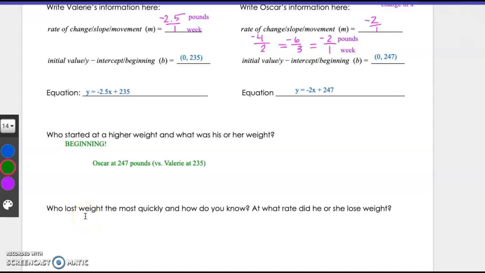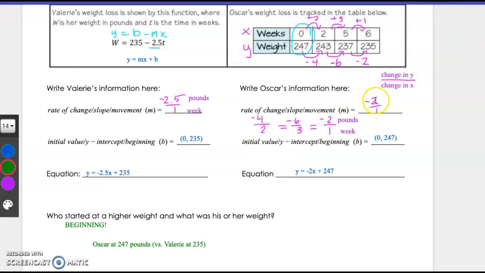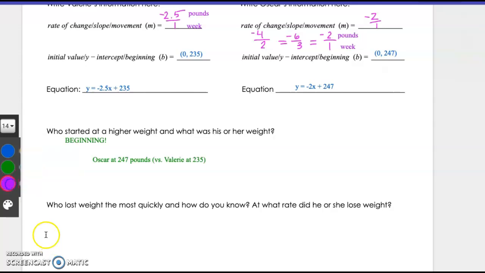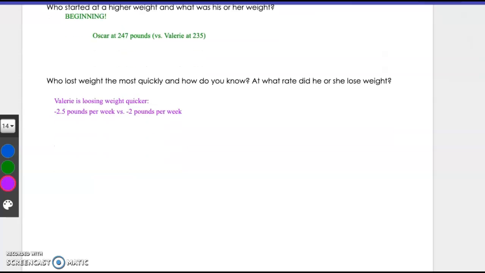How about this one? Who lost weight the most quickly? That's hard to say. So who's losing weight quicker is a better way to put it. Well, Oscar's losing weight at 2 pounds per week, and Valerie's losing weight at 2.5 pounds per week. So who's losing weight quicker? Valerie is. Valerie is losing weight quicker. Let's do -2.5 pounds per week versus -2 pounds per week. And that's all there is.